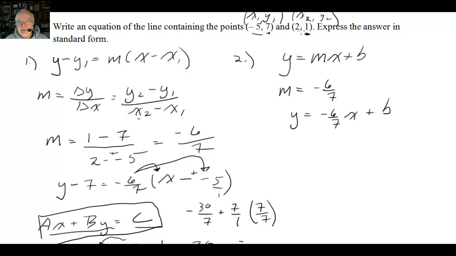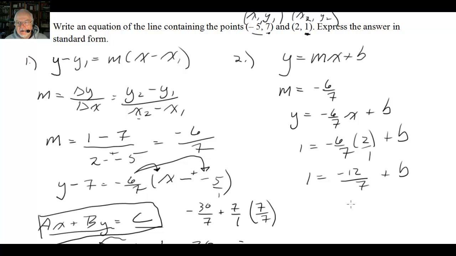And let me pick this simpler one. It's simple in the sense that doing arithmetic with 2 and 1 is a little easier than doing arithmetic with minus 5 and 7. So let's set y equal to 1 equals minus 6/7, and what was x? 2 plus b. Okay? And now we have one equation and one unknown, so we can solve for b. So what do we have here? We have 1, and minus 6 times 2 is minus 12 over 7 times 1 is 7 plus b.